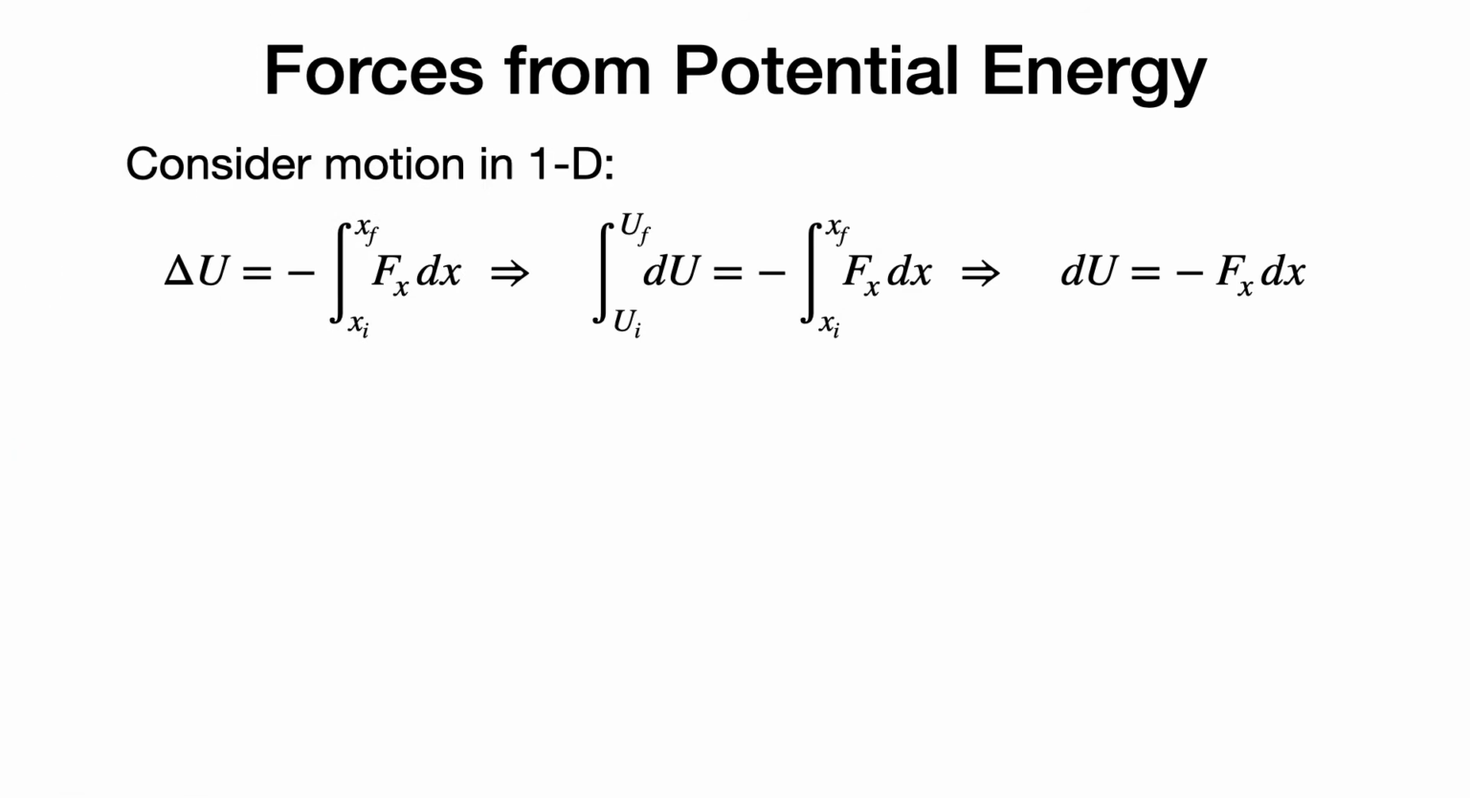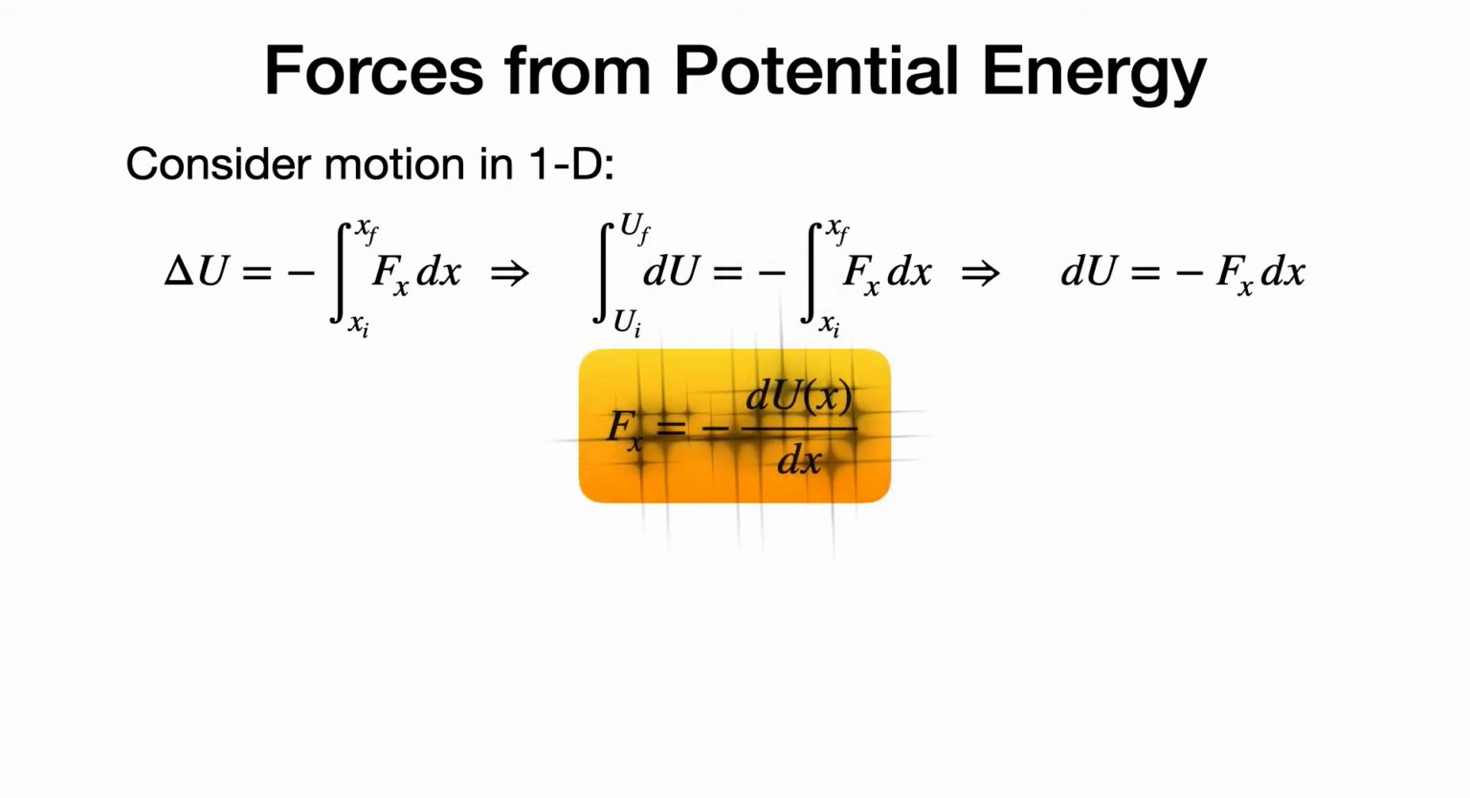Now consider motion only in the x direction. From the definition of the change in the potential energy, with a little bit of work, we can show that the infinitesimal change in the potential energy is equal to minus the force in the x direction times the infinitesimal displacement in the x direction. Rewriting this, we see that we can compute the x component of the force as minus the derivative with respect to x of the potential energy. An analogous rule holds for the y direction.